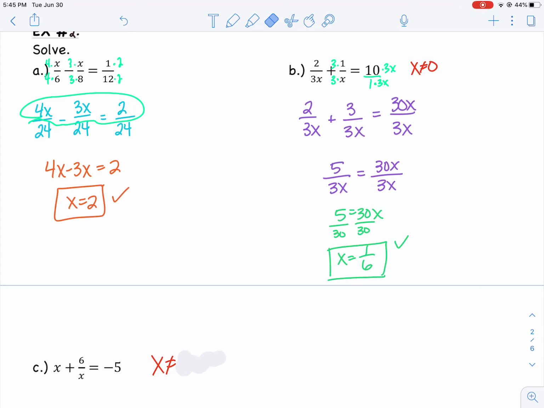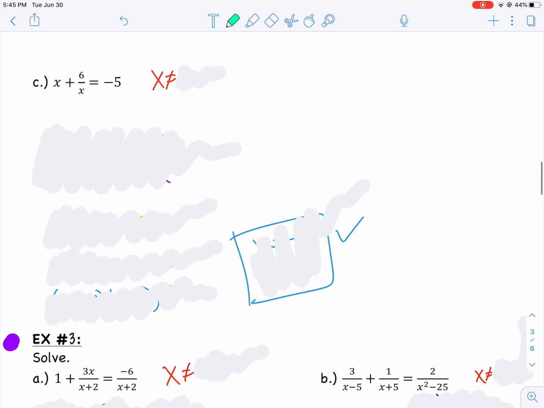So I end up getting 1/6, which is not part of my domain restrictions. Remember, the only number that wasn't going to work is 0. So x equals 1/6 should work. All right, let's do one last one in this video. Let's look at c here.